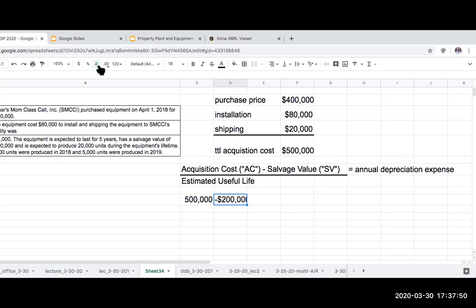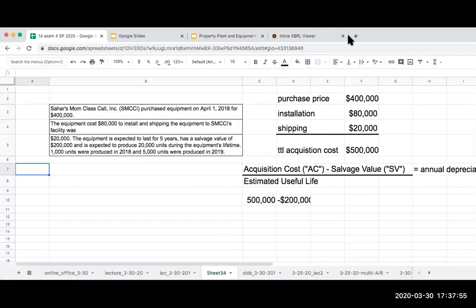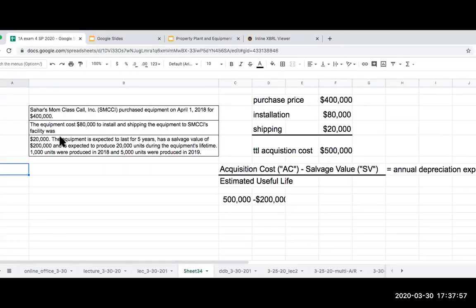And I'm going to be dividing this here. And again, right over here, how did I get that salvage value? Well, over here, it said basically that the equipment is expected to last for 5 years and has a salvage value of $200,000.